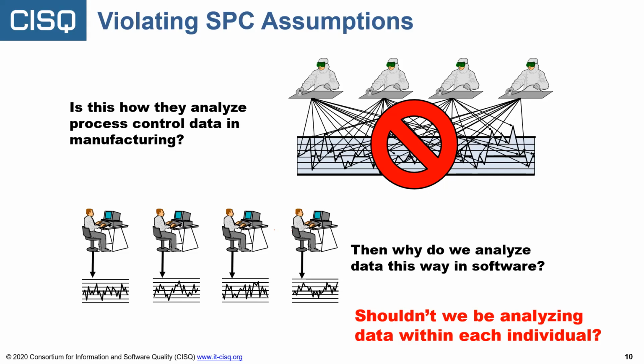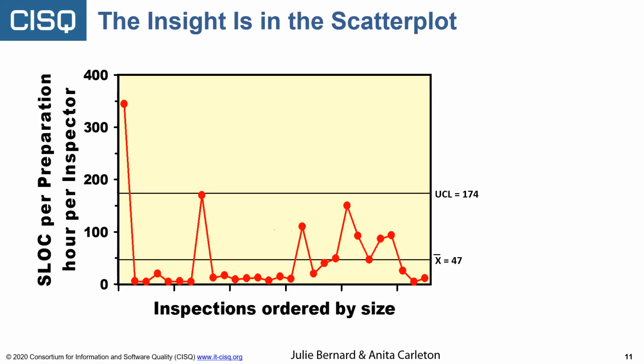So here's some data that was collected by Julie Bernard and Anita Carlton. Julie was at the Space Shuttle project at Clear Lake. Anita was at the SEI. This is data on inspections. They were looking at the amount of source lines that were being inspected per hour of preparation time for each individual. Right. So they plotted all that on this chart.